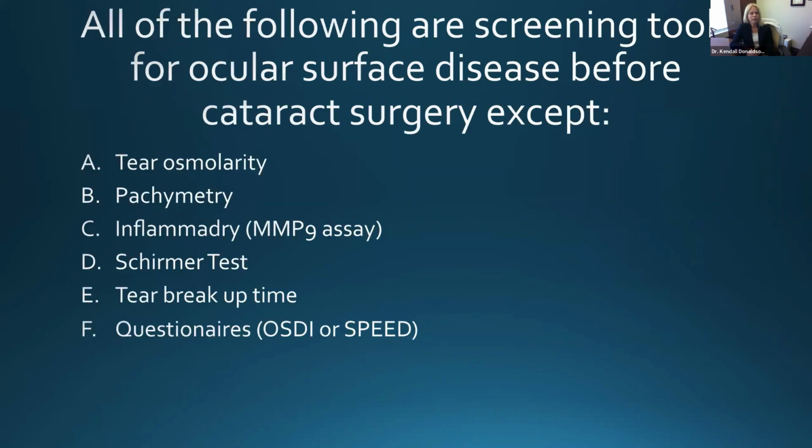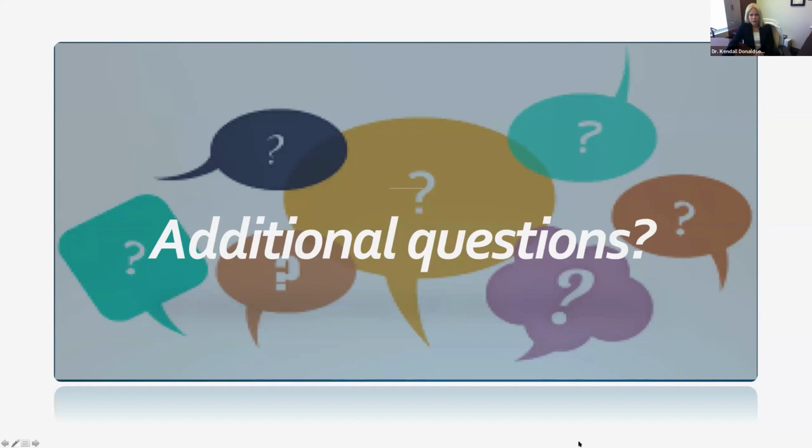And finally, the third question: all of the following are screening tools for ocular surface disease before cataract surgery. A, tear osmolarity, B, phacometry, C, MMP9, D, Schirmer test, E, tear breakup time, and F, various forms of questionnaires, most commonly the OSDI or the SPEED questionnaire. Perfect, so it's actually phacometry, so 69% of you got that one. Okay, perfect. So let's see, we had a couple additional questions that came in.